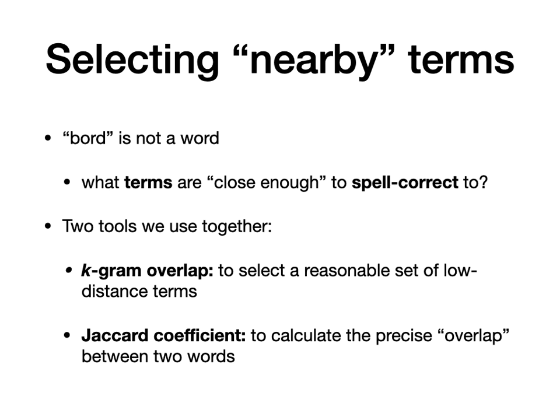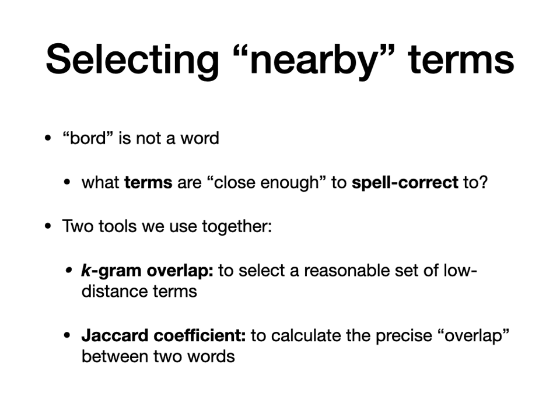The question is, what terms are close enough to spell correct to? We have to determine a set of close enough terms. Two tools that we'll bring in. K-gram overlap, to select a baseline set of terms. We can do this using our k-gram term index. And then also computing a Jaccard coefficient between the possible terms and determining which ones are most likely. You'll know what that means after we cover what that does exactly. But these are the purposes.